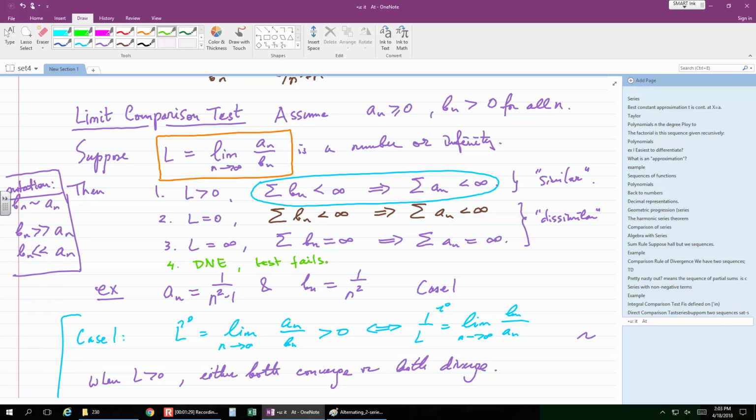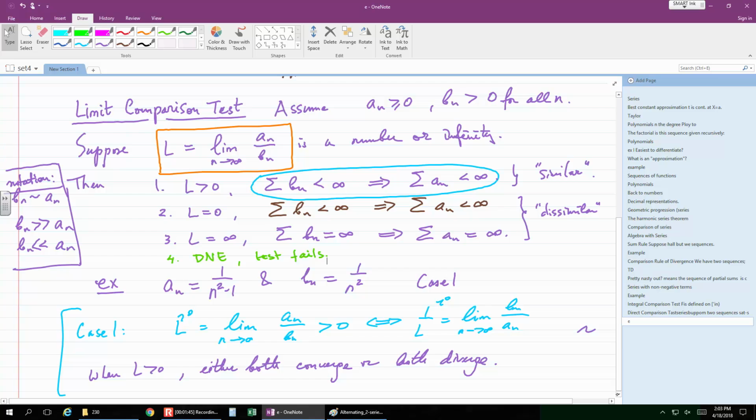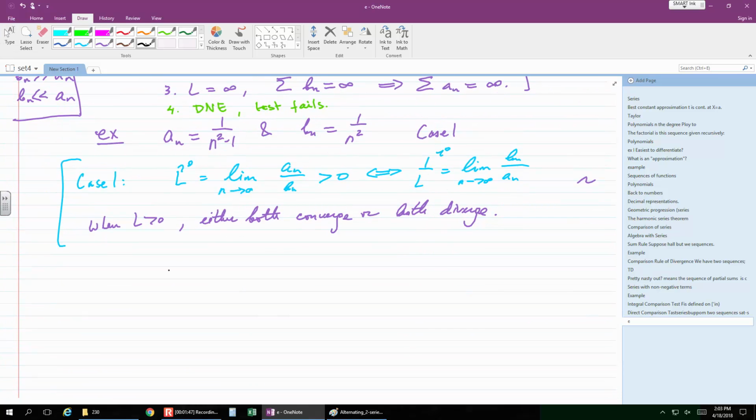So you take the limit. If the limit is a number other than 0, then the two series are comparable in the sense that they either both converge or both diverge. And then there are certainly these other cases, not entirely in the right order. The right order would be L equal to infinity, L less than infinity and larger than 0, and L equal to 0. Okay, so then these are the two extremes.